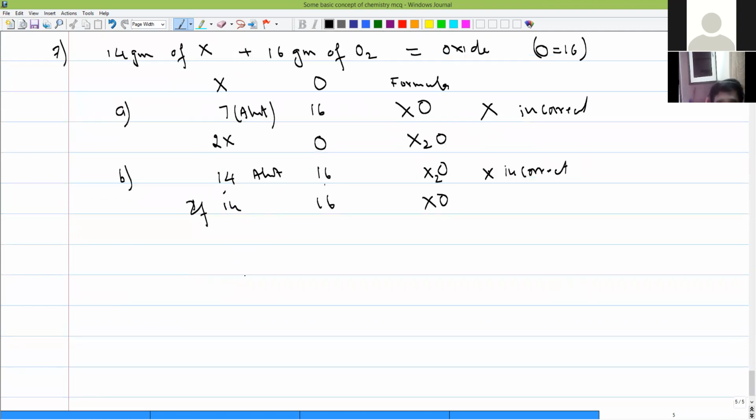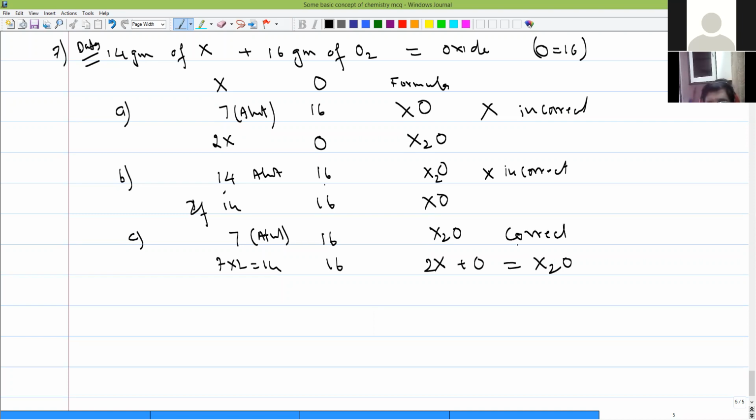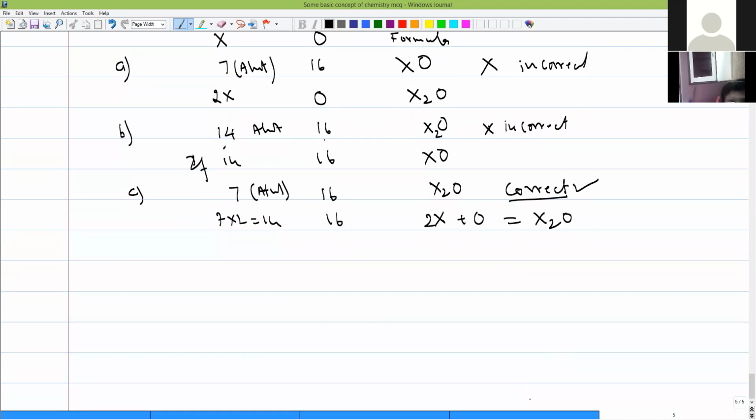Tisra. Element have atomic weight 7. Okay, atomic weight 7. And formula would be X2O. Ye to 16 hai. Atomic weight 7 and it twice the 7, 14, 14 combined with 16 according to the data. 14 combined with 16. Iska matlab दो एक्स कंबाइन विद वन ऑक्सीजन एंड यू विल गेट फॉर्मूला X2O. सो दिस इज द करेक्ट स्टेटमेंट ऑफ दिस क्वेश्चन. सो C इज आंसर. आंसर इज C.